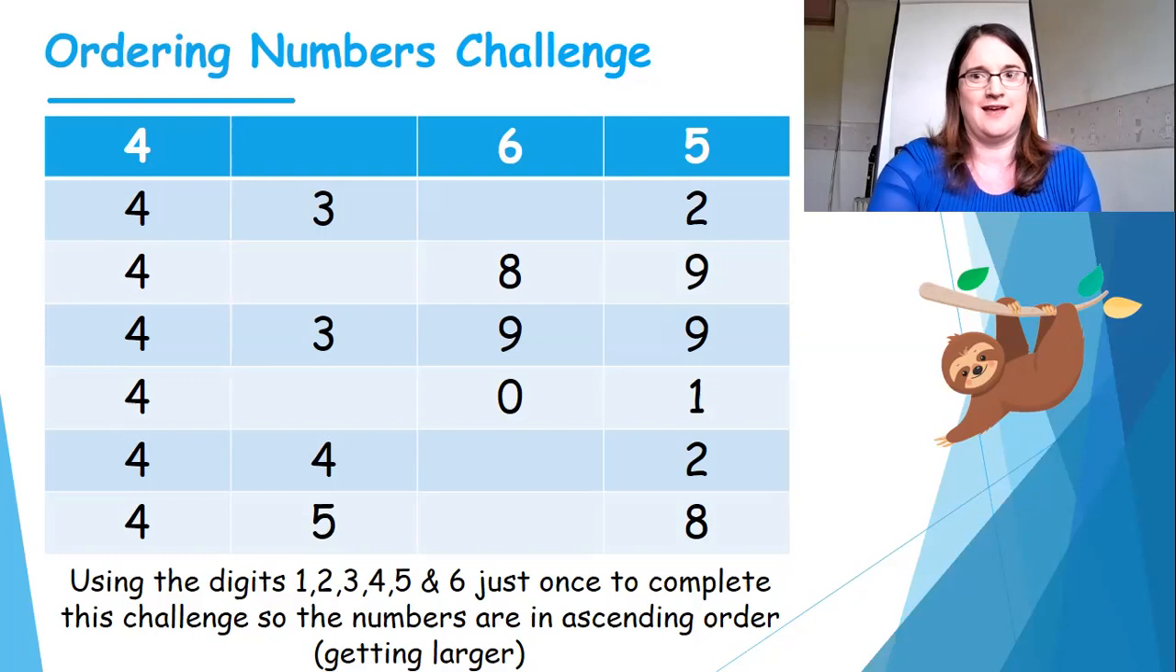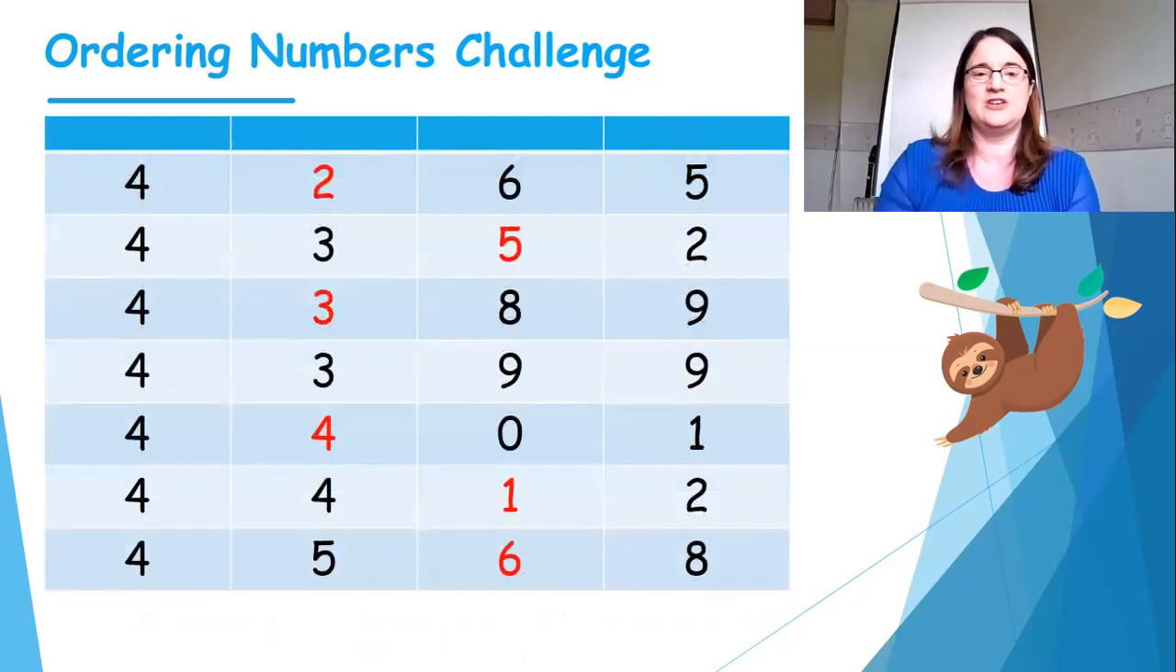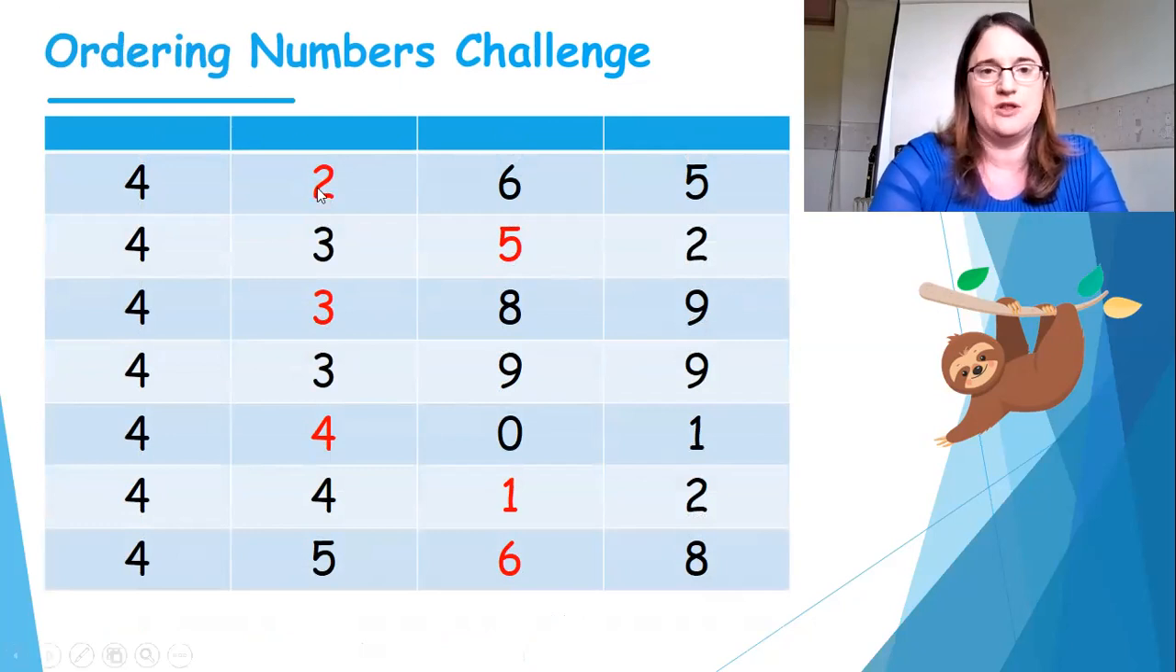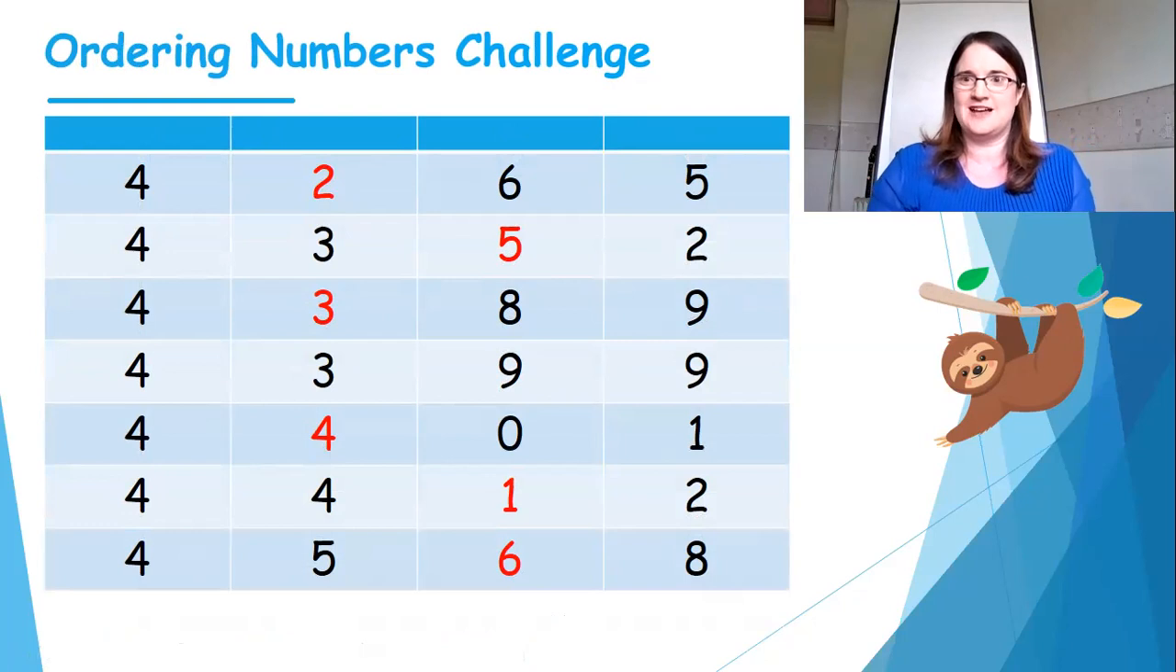Did you manage it? Have you got the right answer? Shall we have a look? So there is possibly more than one answer to this. This is the answer I got. Okay, so you can see we talked about this number here needing to be smaller than 3. So I put a 2 in there, and we've got 4,265. Well, I have got a 5 in the next number, and then I knew that that was still going to be a 3 in the hundreds further down, and then I've got my 4 and my 1 and my 6 further down.